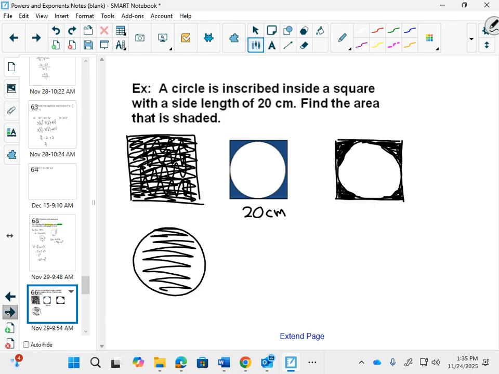Okay, so the area of the square is length times width, or side squared. So the area is equal to s squared. And the area of a circle, here's the formula for it. You've probably seen that one before. Pi times the radius squared. So both formulas have exponents in them.